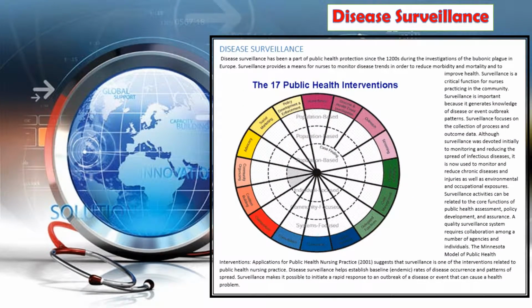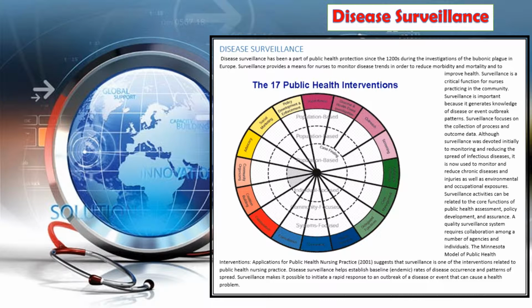What is disease surveillance? Disease surveillance has been a part of public health protection since the 1200s. During the investigations of bubonic plague back then in Europe, surveillance provided a means for nurses to monitor disease trends in order to reduce morbidity and mortality and to improve health. Surveillance is a critical function for nurses practicing in the community. It is important because it generates knowledge of a disease or event or outbreak pattern. It tells us a lot about what's going on with that disease.